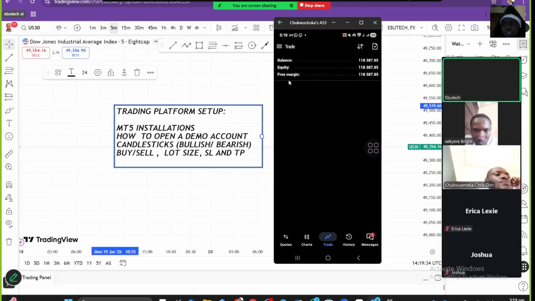Then the free margin is the margin which the broker that you are trading with gave to you, right? So this is what you need to understand in your MT5 as you are trading on MT5.